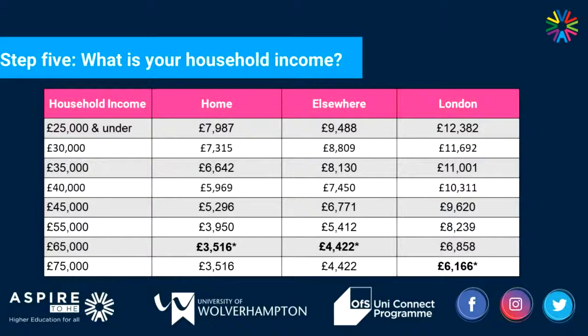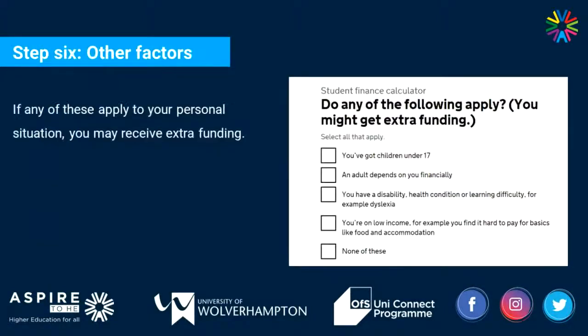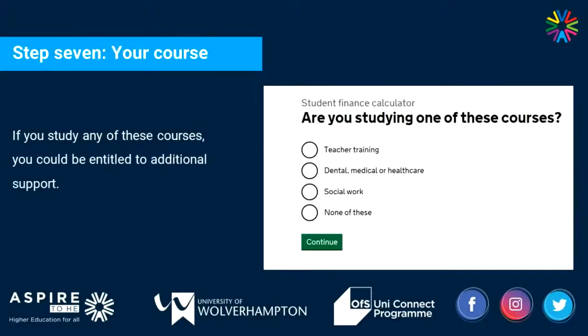Figures with an asterisk next to them indicate this is the minimum amount of support you are entitled to, regardless of household income. If any of these circumstances apply to you, you might be eligible to receive additional funding. Also, if you study any of these courses, you could be entitled to additional financial support.